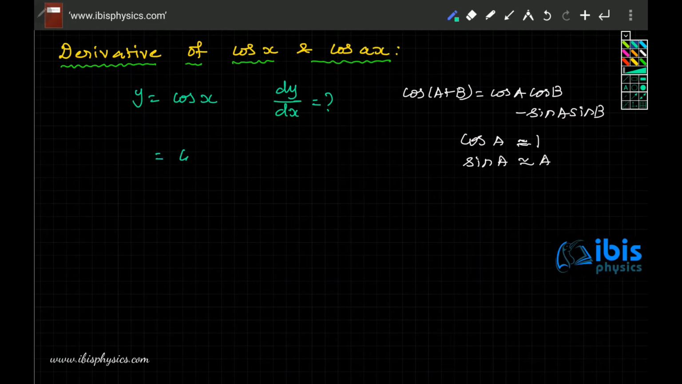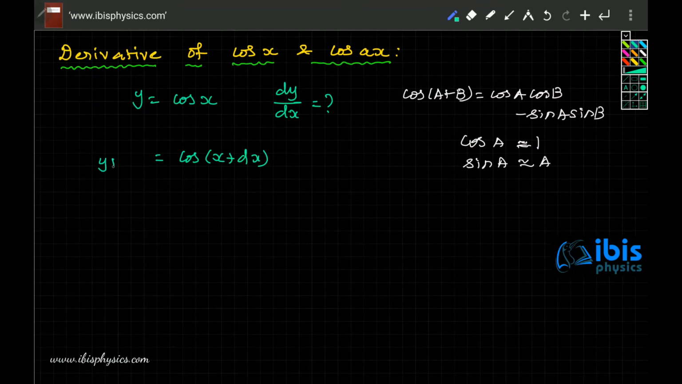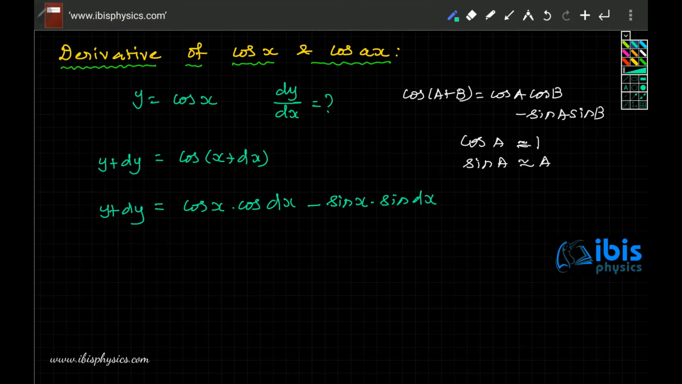When x increases by a small amount dx, when x becomes x plus dx, y becomes y plus dy, because y depends on x. What is cos of a plus b? Cos a cos b minus sin a sin b. This is y plus dy. Because dx is a very small value and cos of a very small value is 1, so then sine of that small value, sin dx becomes dx.